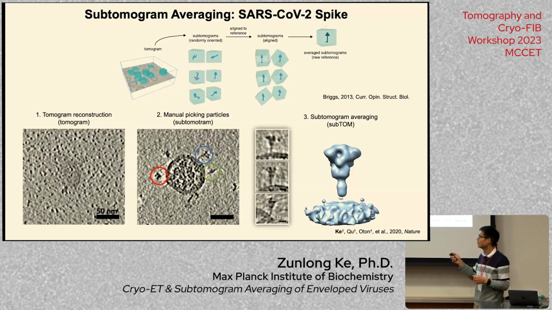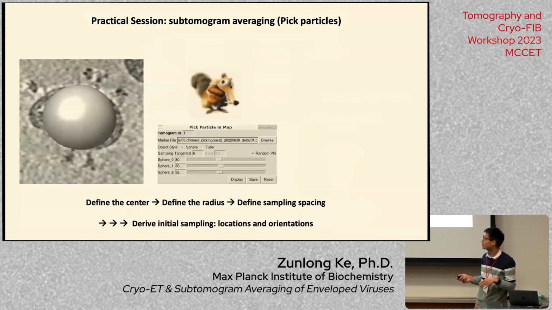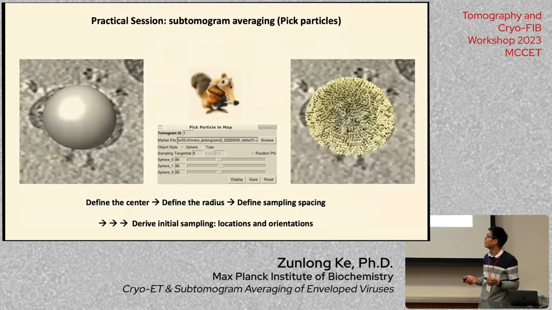After you have this one, remember we have many more tomograms, right? It's a lot of work to pick each one of them. As Alberto said, picking is very tricky and it needs to be robust. So what we did was we defined the center of the virus, and then we defined the radius of it using this camera. After we define the center and the radius, we can define the sampling spacing, and we can just get loads of points around the sphere. By doing that, we get locations and orientations projecting away from the membrane.